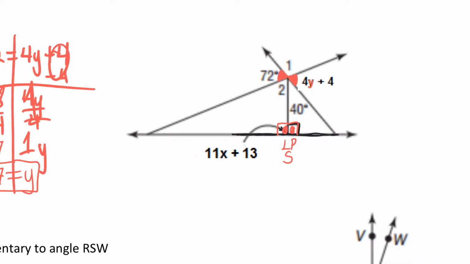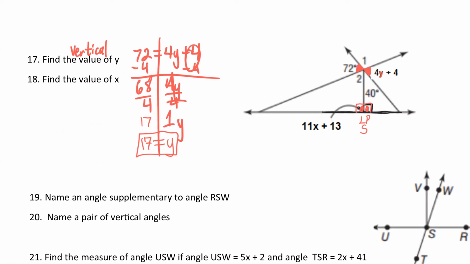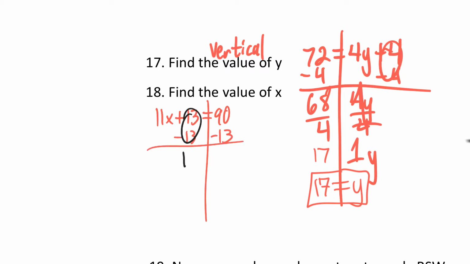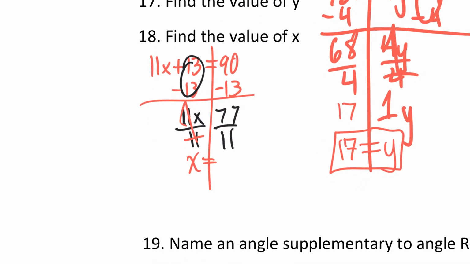So yeah, we're just going to set 11x plus 13 equal to 90. Okay, and then just solve from there. So we subtract 13. Okay, this zeroes out. We get 11x equals 77. Divided by 11. And so we get x equals what? 7.